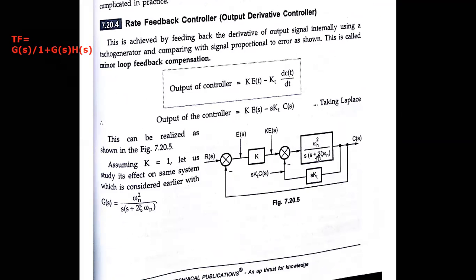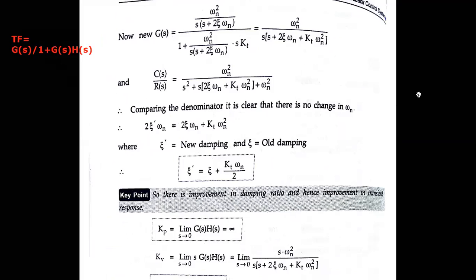So what is G of S? Omega n square divided by this particular value, divided by 1 plus again this whole value multiplied by S into Kt. This is my G of S divided by 1 plus G of S multiplied by H of S. Now go for simplification. The whole term in the denominator will be multiplied by this one, just your normal way of multiplication. This particular term will be multiplied here, then this remains as it is.